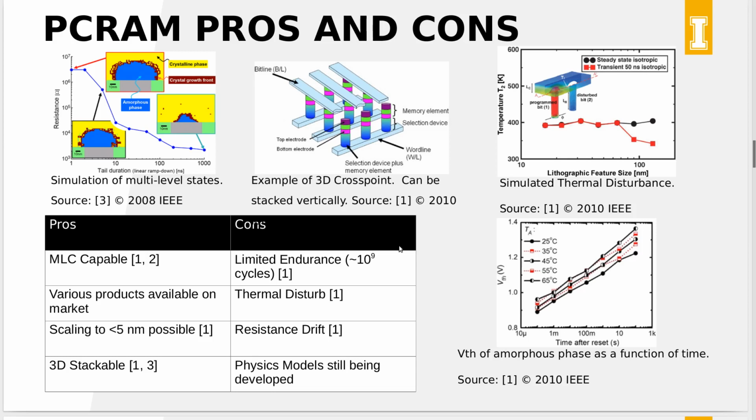Some of the cons, compared to SRAM and DRAM, it does have limited endurance. It's only capable of 10 to the 9th cycles, whereas SRAM and DRAM is virtually unlimited. Because it is a temperature state change, there is thermal disturb. If you heat it too much, such as by programming an adjacent bit, you can disturb adjacent cells and cause issues that way. Additionally, the amorphous and crystalline state can shift over time as this growth front can shift.